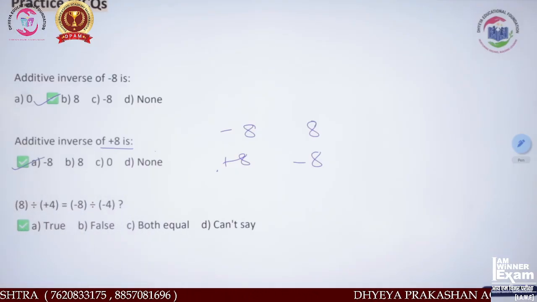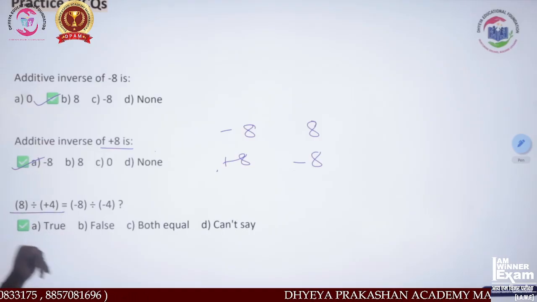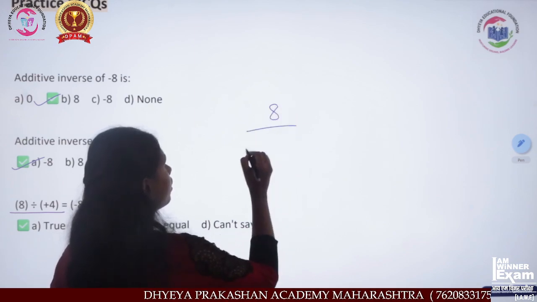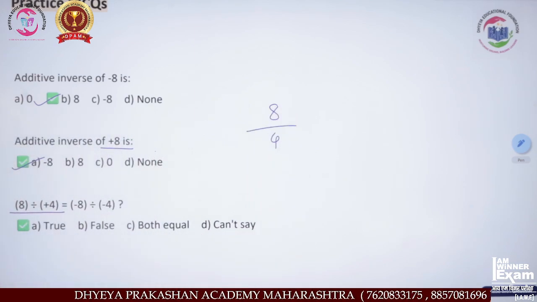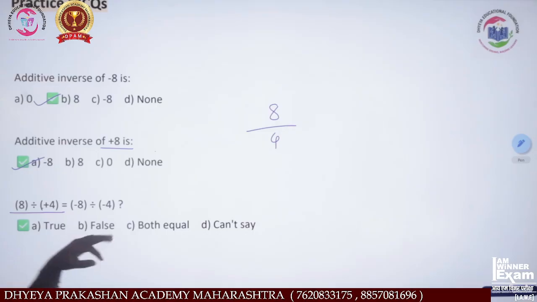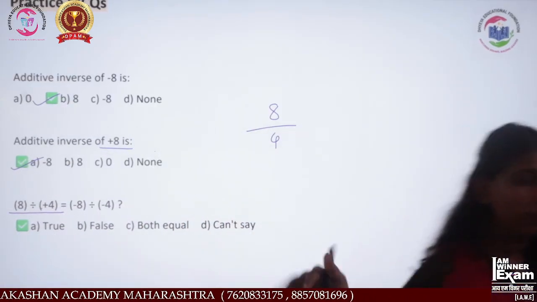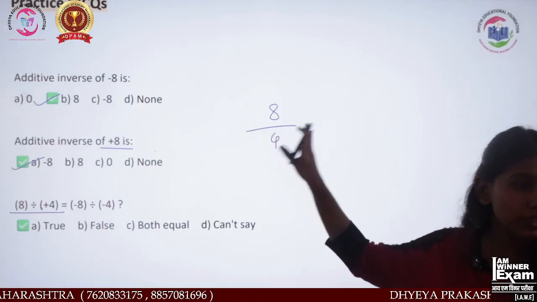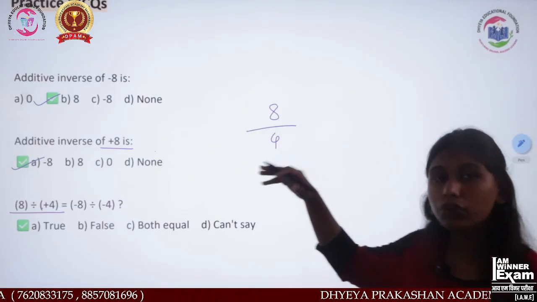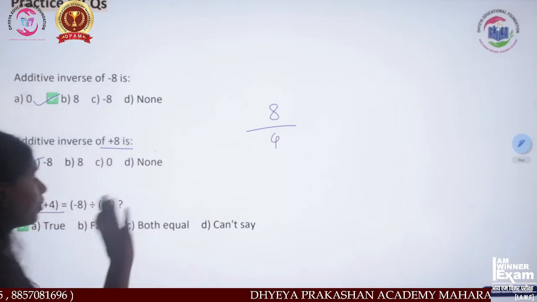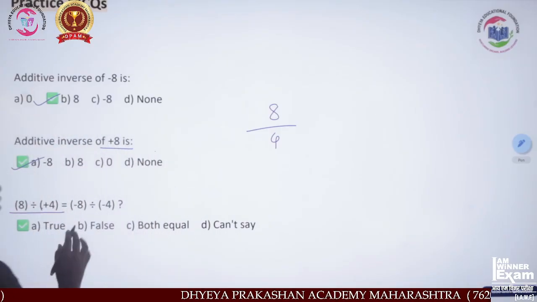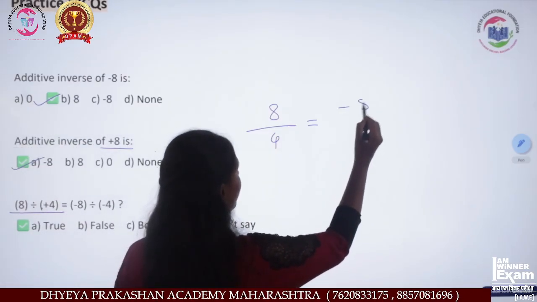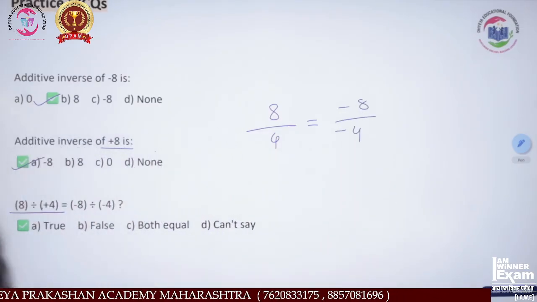Then next, 8 divided by plus 4. If there is a plus sign, you don't need to write the sign. Now here, 8 by 4. This is only plus. But I didn't put a sign here. Why? Because it's plus. If you put it or don't put it, it doesn't matter. But with minus, it will always matter. And now they are saying this is equal to what? Minus 8 divided by minus 4.